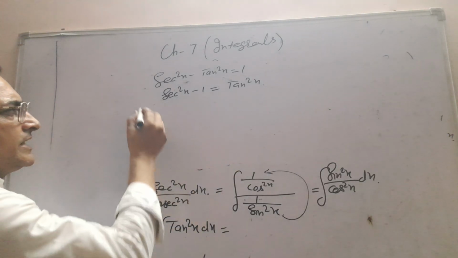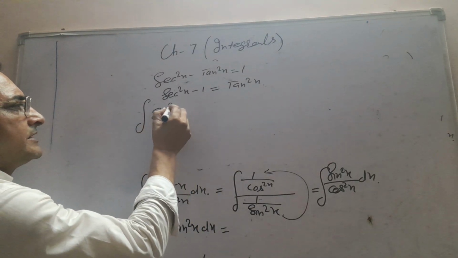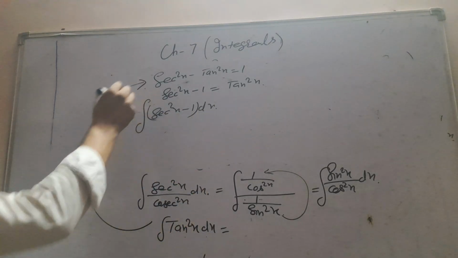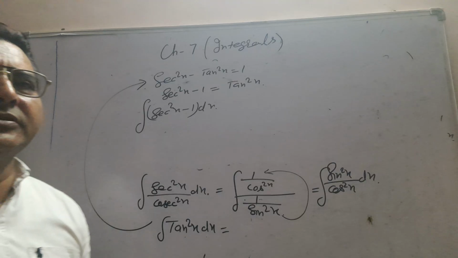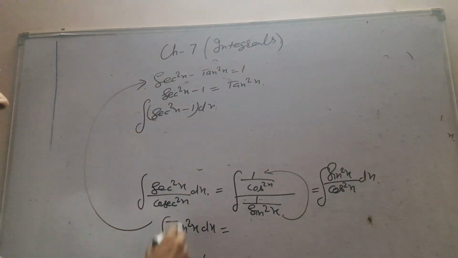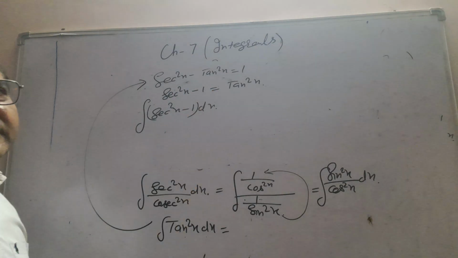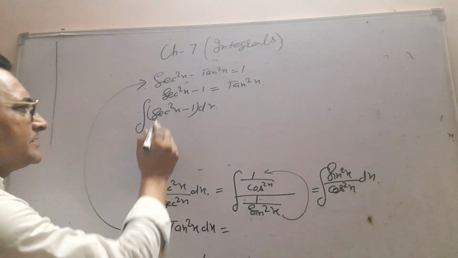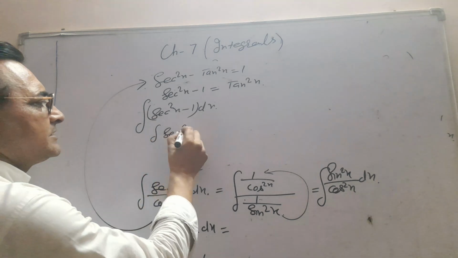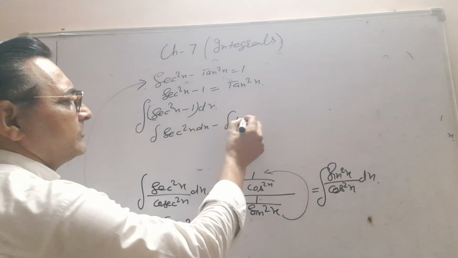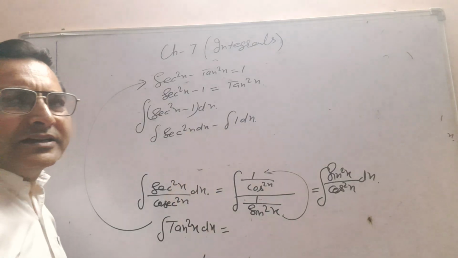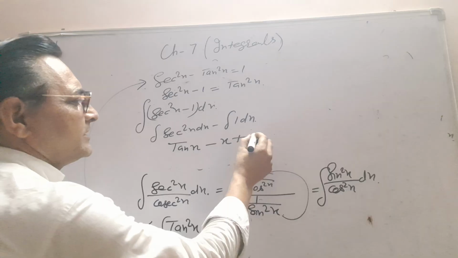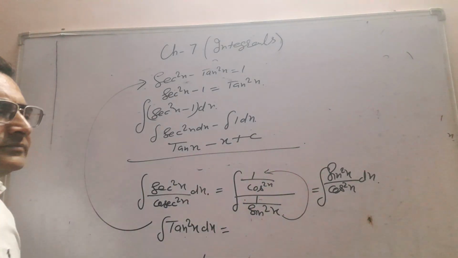Now in place of this tan square x I will write secant square x minus 1 into dx. You have to apply this identity and get the value of tan square x, because we don't know the integration of tan square. Now separate the terms: secant square x into dx minus 1 into dx. What is the secant square integration? It is tan x minus x plus c. This will be the integration.